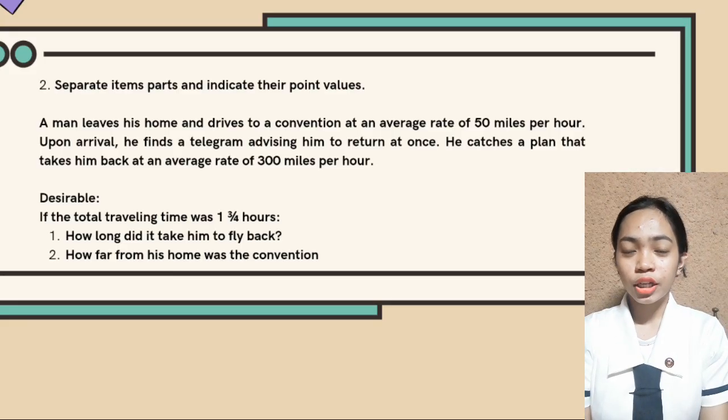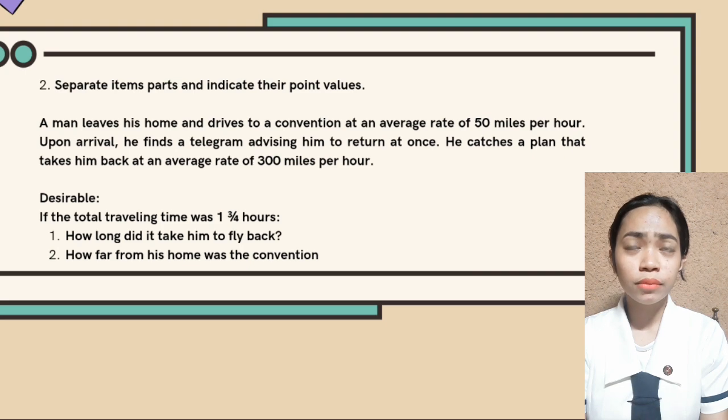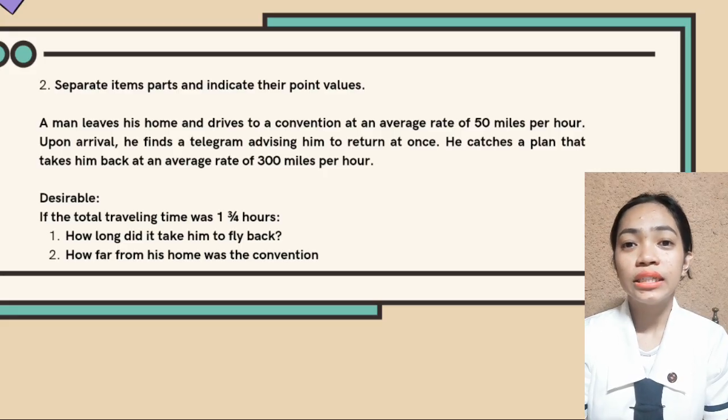For example, in a problem statement, a man drives to a convention at 50 mph. He returns by plane at 300 mph. The total travel time is 1 3/4 hours or 1.75 hours. Desirable meaning is expected or goal answers. So the questions asked are: first, how long did it take him to fly back? Second, how far from his home was the convention? These are the two parts or separate items.